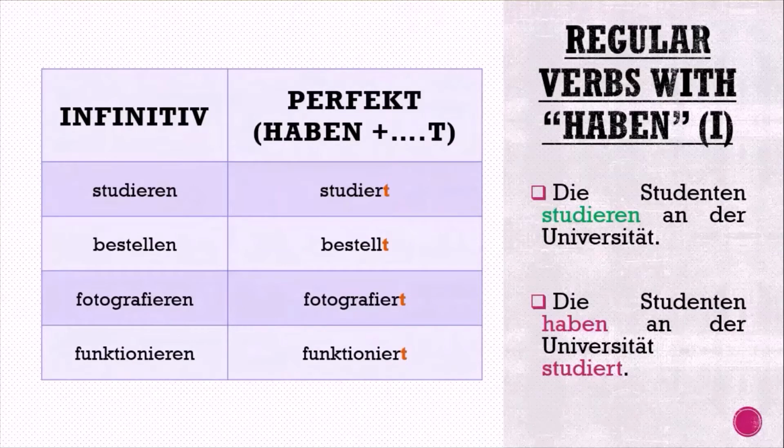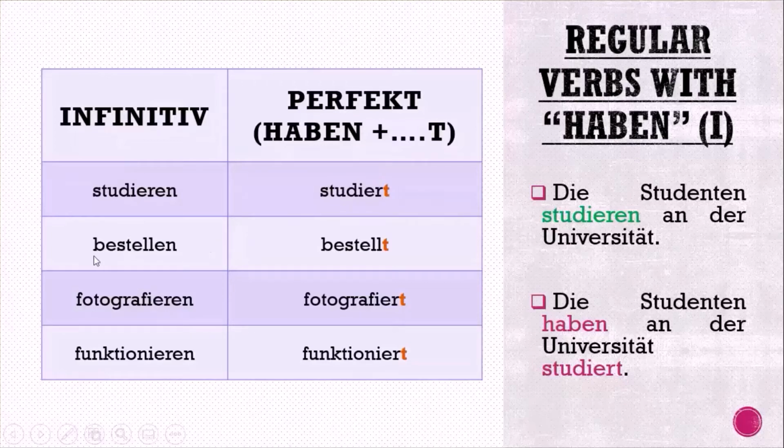So the first way in which the perfect tense is formed in the German language is using the verb haben with the main verb, and that main verb gets a T at the end. Studieren, studiert. Studieren is to study, but when it is used in the perfect tense, the right conjugated form of the verb haben is used and studieren changes to studiert.